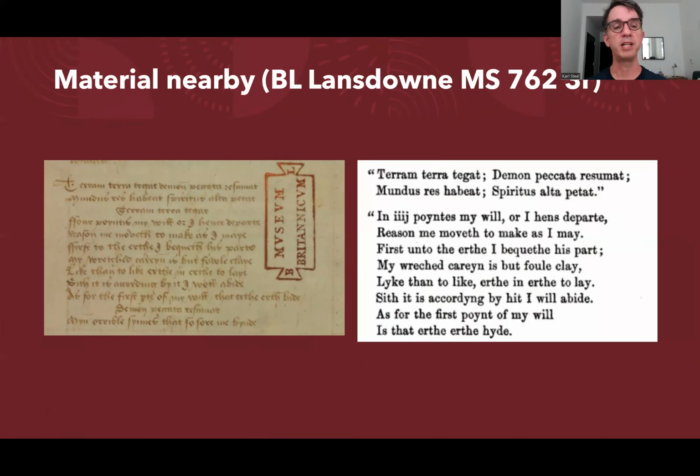So it begins with the Latin tag, terram terra tegat, daemon peccata resumat, mundus res habeat, spiritus alta petat. Let the earth cover the earth, let the devil take back sins, let the world have my worldly goods, my res, and let my spirit seek out the higher things. And this is carved on gravestones for many centuries after the Middle Ages.